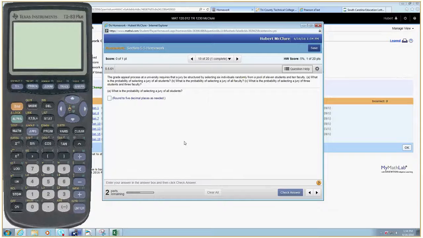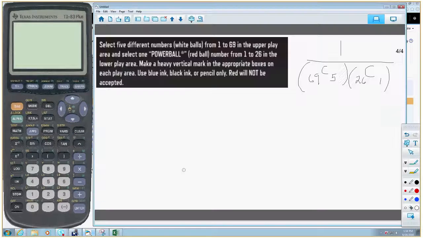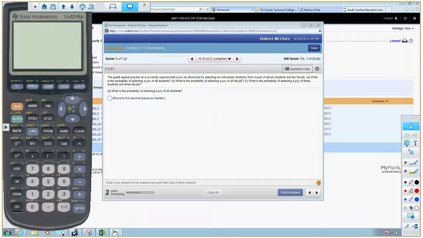So that would mean that we would take 11 students, 11 combination of 6 over the total. So here we go. We're going to take 11 combination of 6 plus 10 combination of 6. What does that come out to be? Well, let's do it on the calculator.